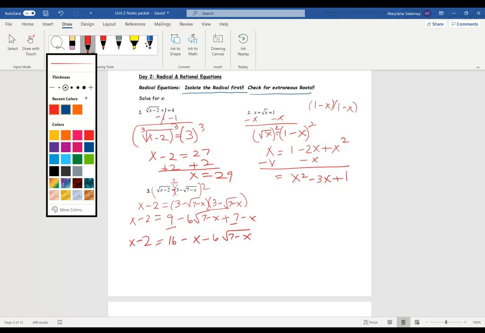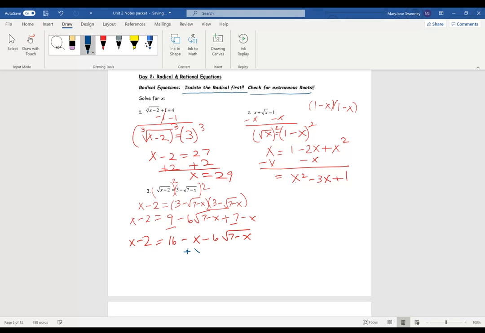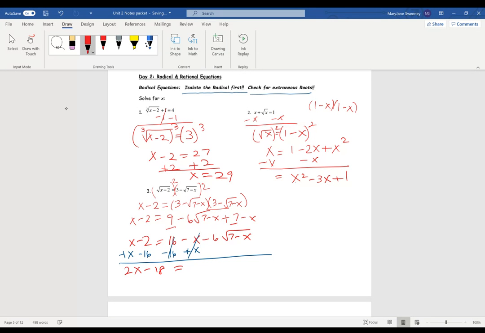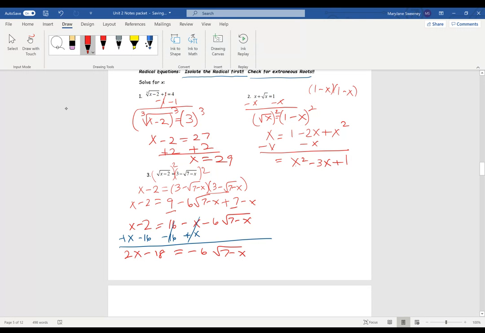Okay, so I can add x, minus the 16. I'm working on getting the radical alone, so this is 2x minus 18. Now a lot of times, if people were looking to isolate the radical, they would say, oh, divide by -6. You can do that, but if you think about it over here, 2 divided by -6 is going to be a fraction. Because I don't want a fraction, I'm going to figure out what all of these could be divided by, which is 2. So I'm going to divide this whole side by 2, this side by 2.